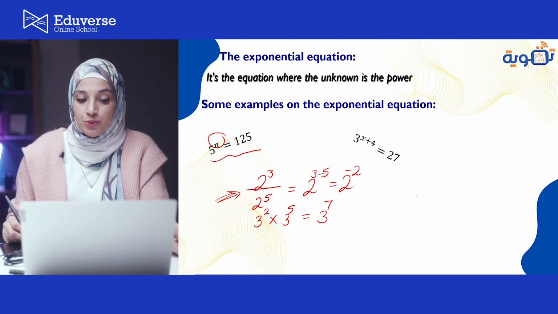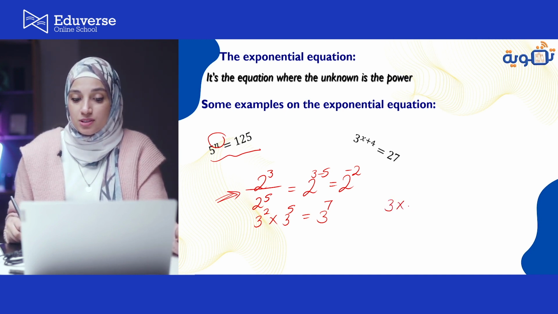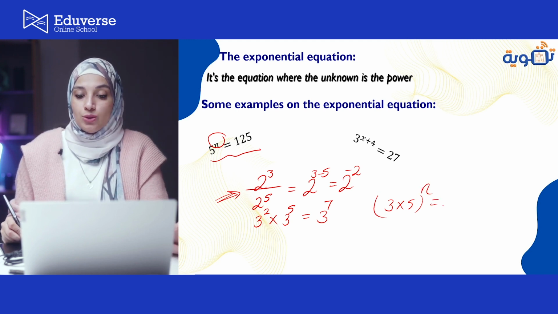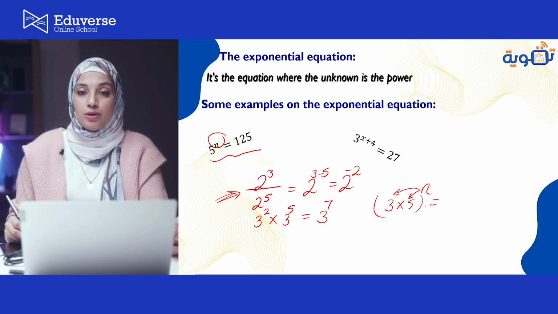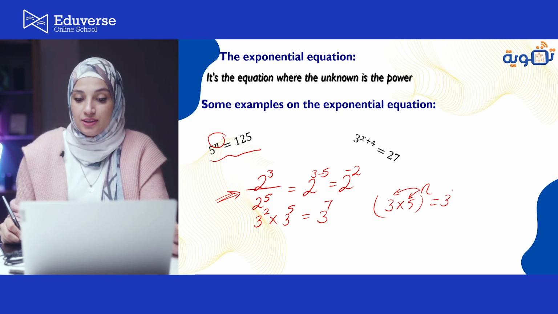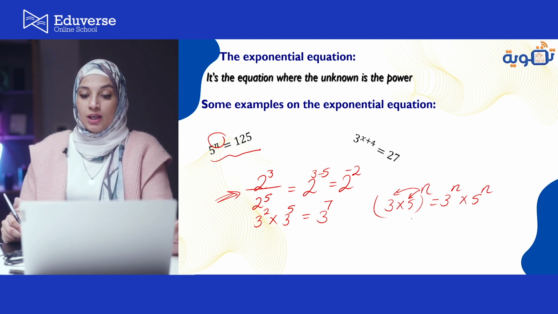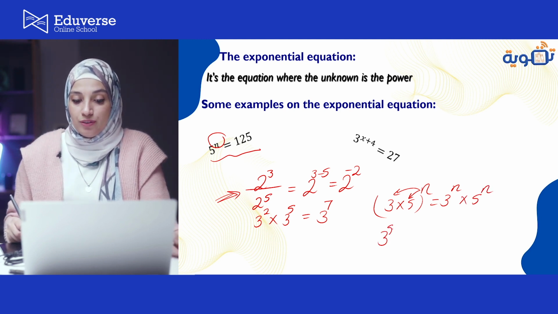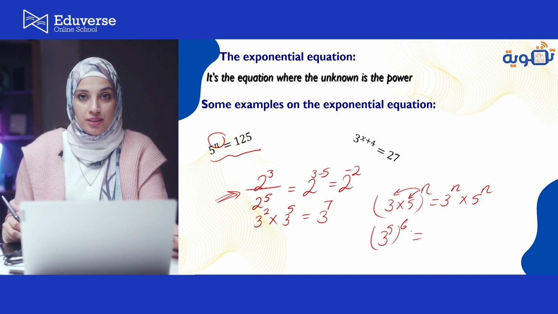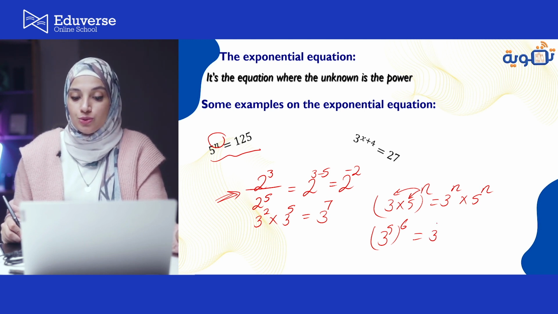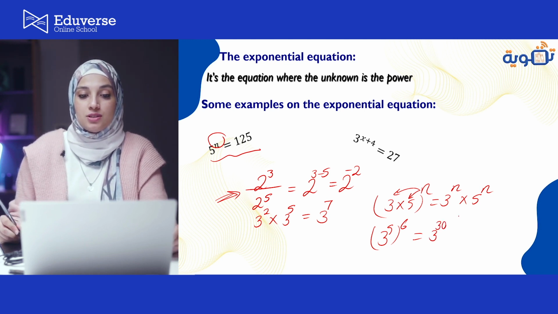Also, if you remember when we have 3 multiplied by 5 all to the power n, for example, you have to remember that you can easily distribute the power to both numbers. You can write it as 3 to the power n multiplied by 5 to the power n. Also, if you have 3 to the power 5 all to the power 6, here it's called power of the power and you have to multiply the powers. So it will be 3 to the power 30. 5 times 6 equals 30.